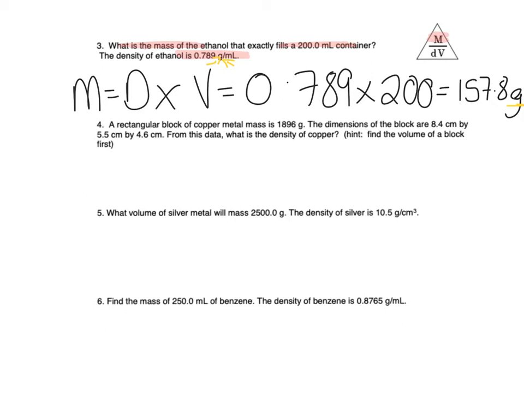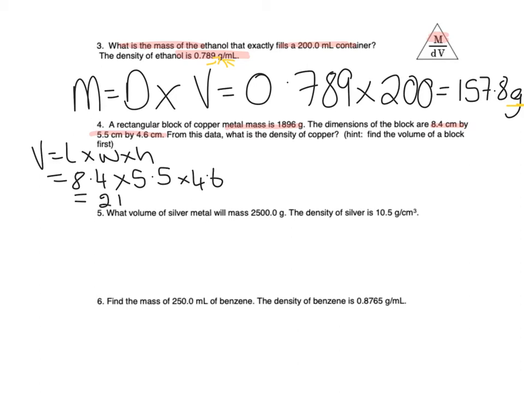Okay, question 4 is a little bit tricky. It gives you the mass, but it doesn't give me a volume. It does, however, give me measurements to figure out what the volume is. So that's the first thing we're going to have to do. So volume is equal to length by width by height, which is equal to 8.4 by 5.5 by 4.6. Multiplying all of those into my calculator, guys, you get 212.52 centimeters cubed. So that's the figure for my volume.